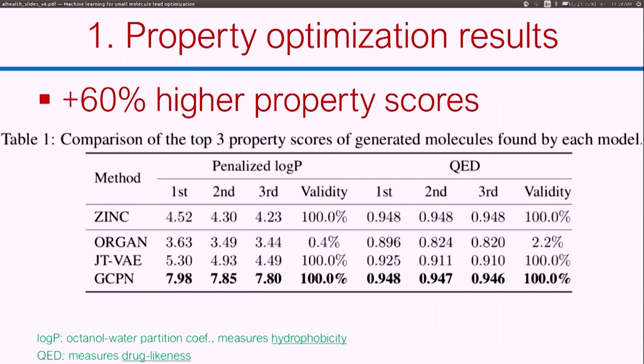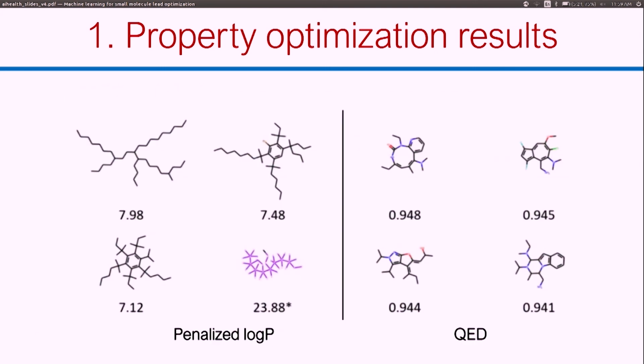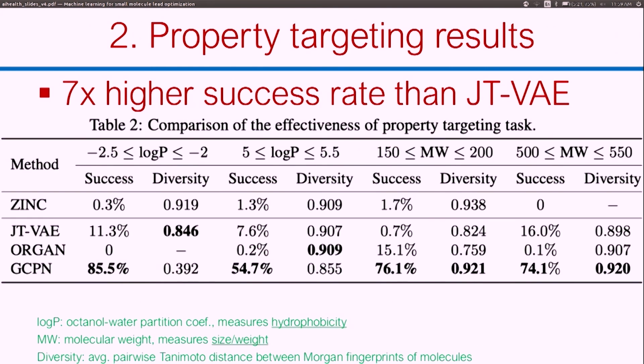Basically, for the property optimization experiment, we show that our GCPN model can result in like 60% higher property scores, and we tested on log P and also QED, which is a measure of drug likeness. So here are some of the generated molecules. And for the property targeting results, we have log P and molecular weight, and we have two ranges that we want to generate molecules for. And we show that our model has up to 7 times higher success rate than one of the baselines.